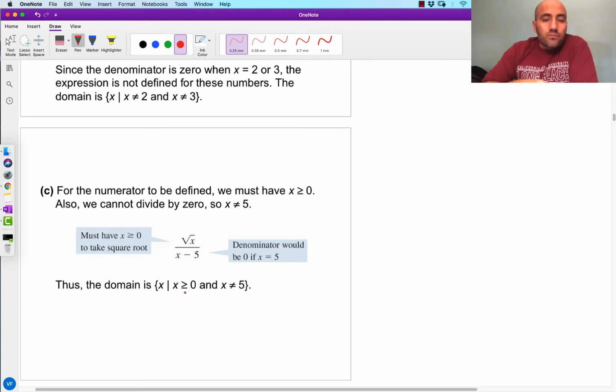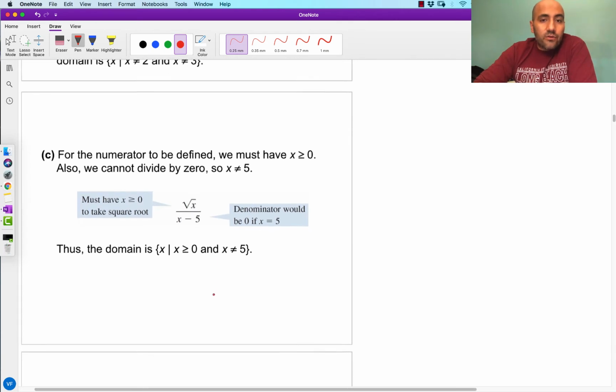Okay, so when you're asked to find the domain, your first instinct should be, is there a value that I can input that will result in me dividing by 0? That should be your first instinct. And next, is there a value that would result in me taking the even root, usually a square root, of a negative number? We don't want to do that. That's going to result in an imaginary number. So those are the two concerns we have to deal with.